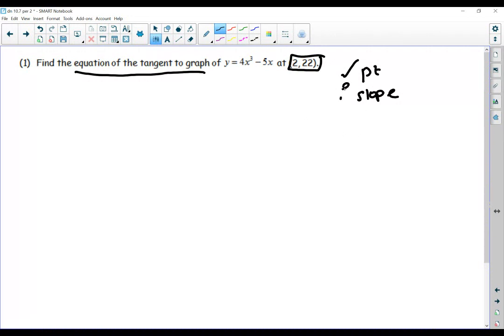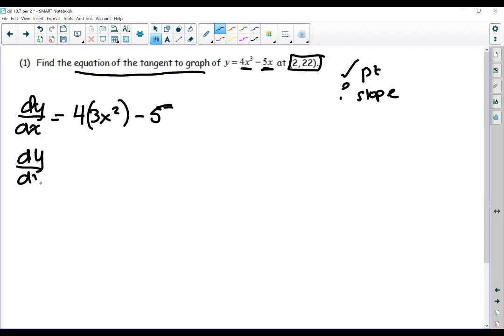No. So what I need to do to find my slope is find the derivative function. The derivative function is the slope calculating function. So if y is equal to 4x cubed minus 5x, I'm going to find dy/dx, or what we can say y prime. I'm just going to use dy/dx to flip it up. So if I take the derivative of this function, it's going to be 4 times the derivative of x cubed is 3x squared minus, 5x is linear. Its derivative would just be 5. Okay, so my derivative function would just be 12x squared minus 5.